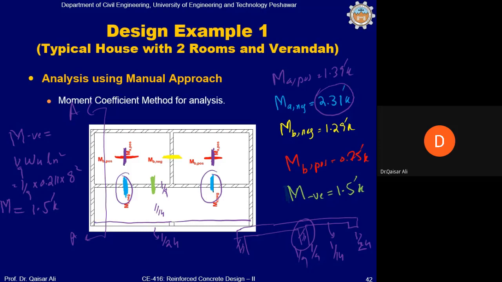Clear? Yes, sir. Now, which one of these two will be picked for the design? ये हम pick करेंगे या ये? 2.31, 2.31 मैक्सिमम लेंगे. Yes. So you will pick 2.31 for the design.